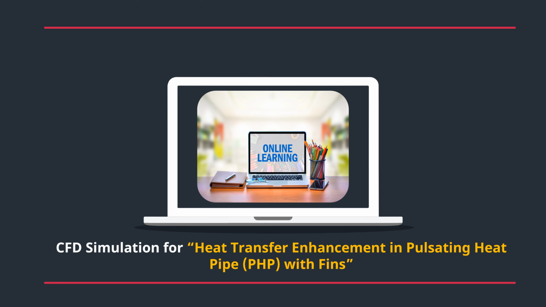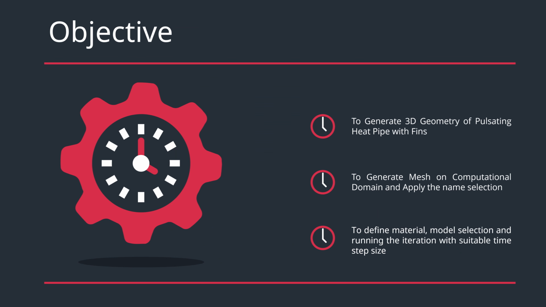So today's analysis is on CFD simulation for heat transfer enhancement in a pulsating heat pipe with fins. Today's objective is to generate the 3D geometry of the pulsating heat pipe with fins, to generate the mesh on the computational domain and apply the name selection so as to apply the boundary conditions in the setup part, to define the material model selection and run the iterations with a suitable time step size.